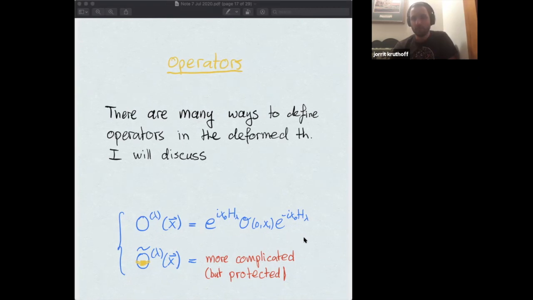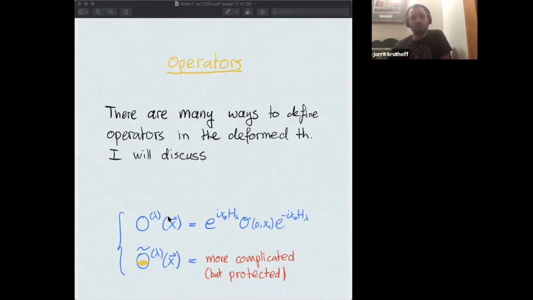and you evolve it. So take that operator, for instance, at time 0, and then you use the deformed Hamiltonian to evolve that operator to some later time. So this O here in the middle is the undeformed operator at time 0, and then you evolve it with the deformed Hamiltonian. And that gives you some deformed operator, O of lambda.